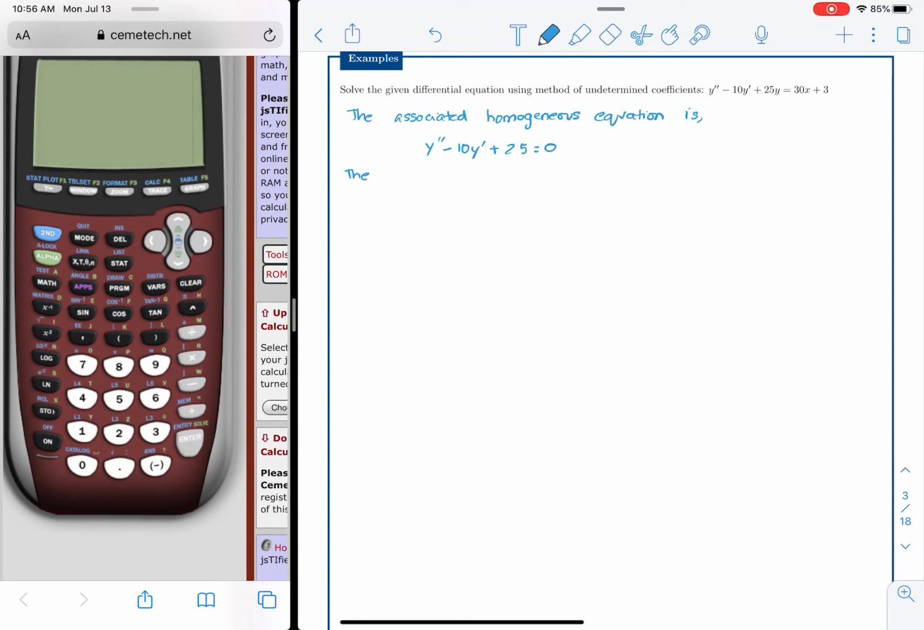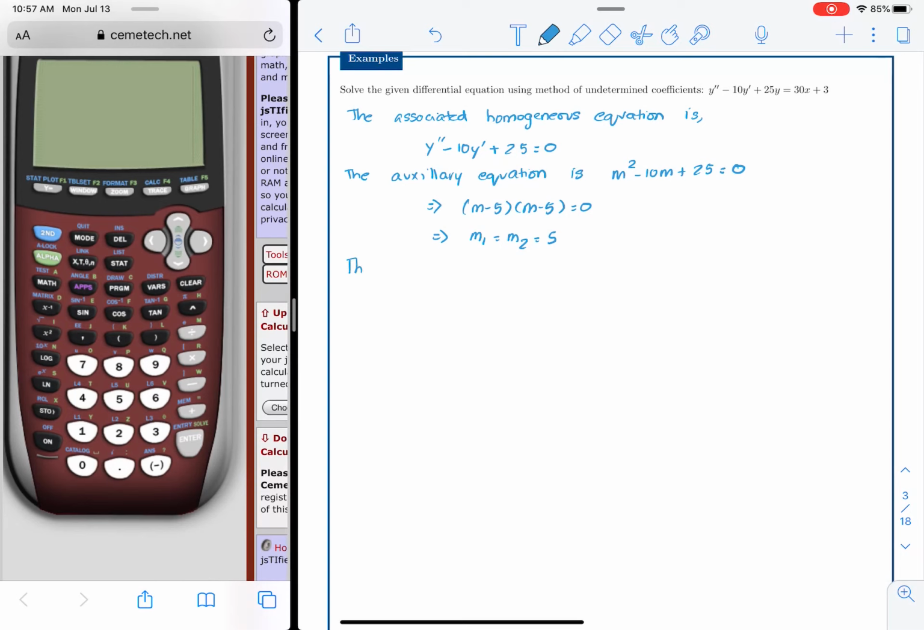So the auxiliary equation is m squared minus 10m plus 25 equals 0. Which would simply mean m minus 5 times m minus 5 equals 0. So the two roots are m1 equals m2 equals 5. We set the first factor equal to 0, we set the second factor equal to 0, and we end up getting a solution, the roots.